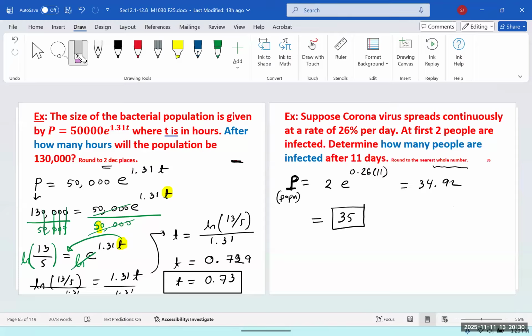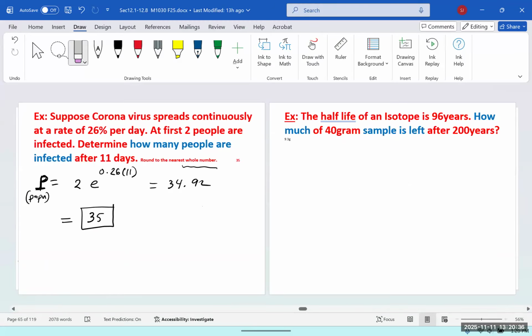So in realistic situations, we always should round up. One more question about half-life. The half-life of an isotope is 96 years. How much of a 40-gram sample is left after 200 years?